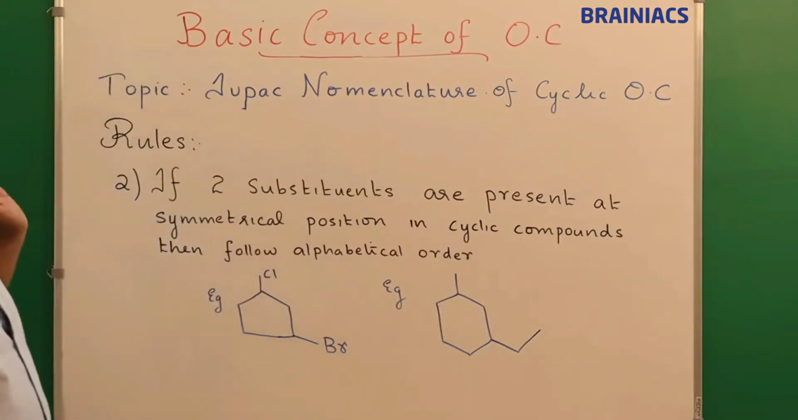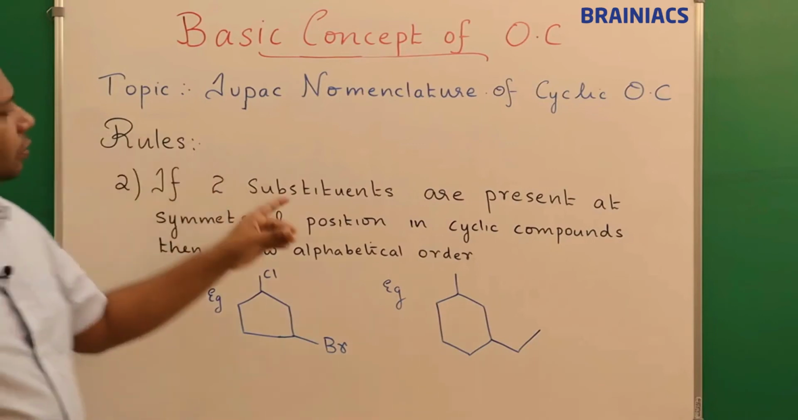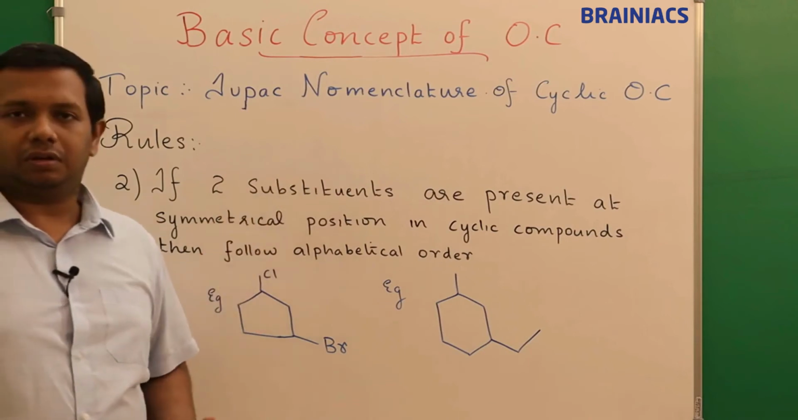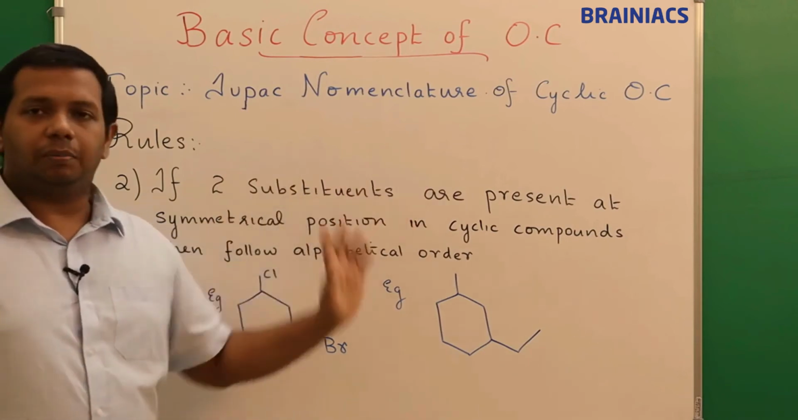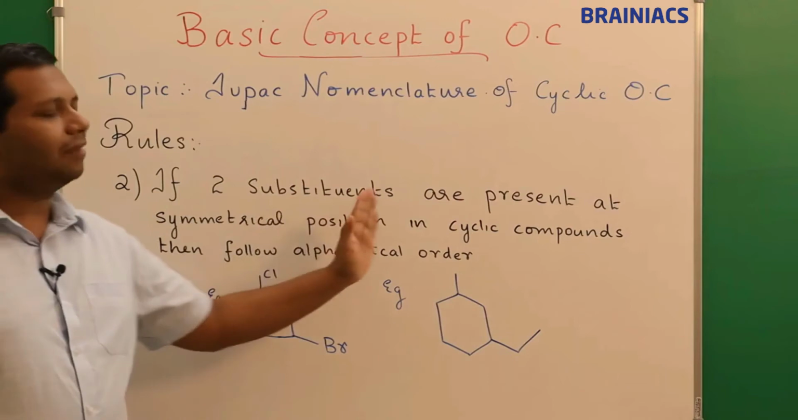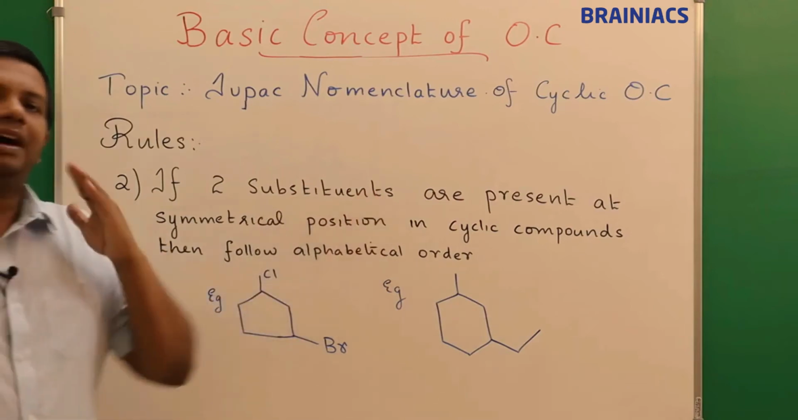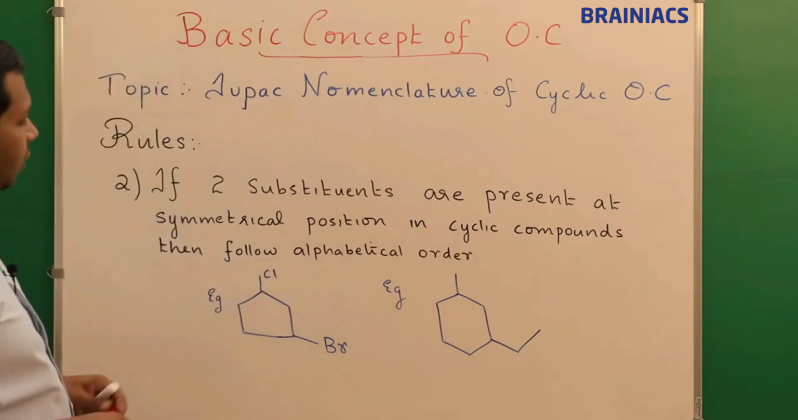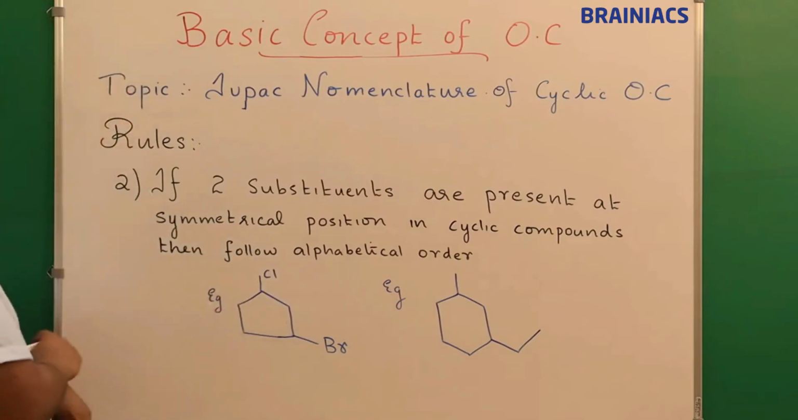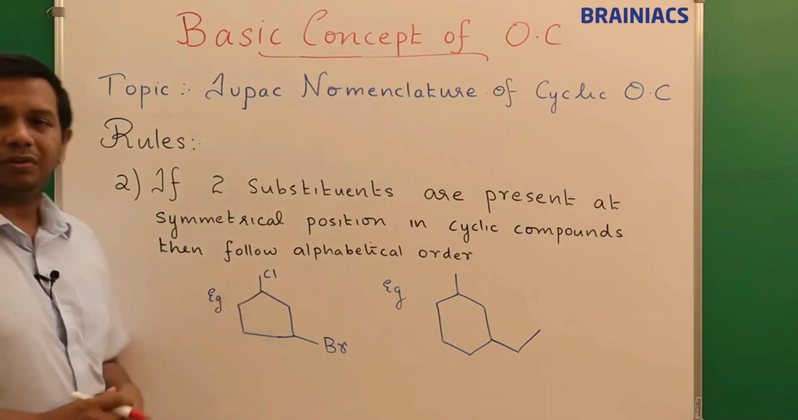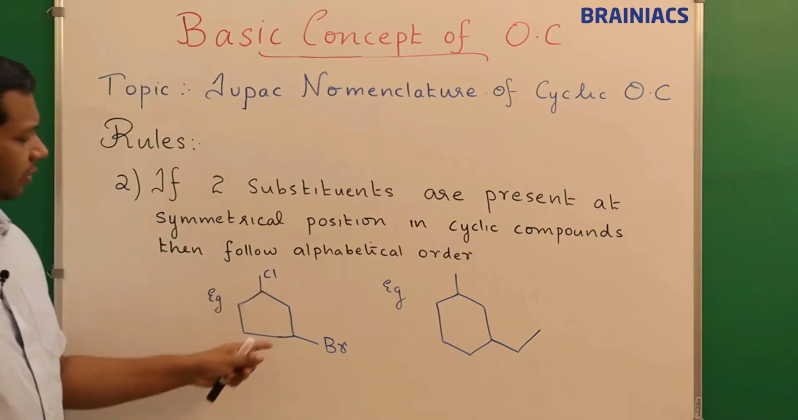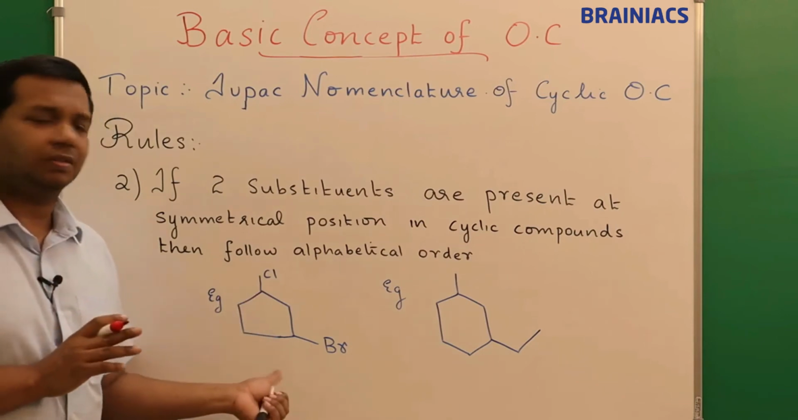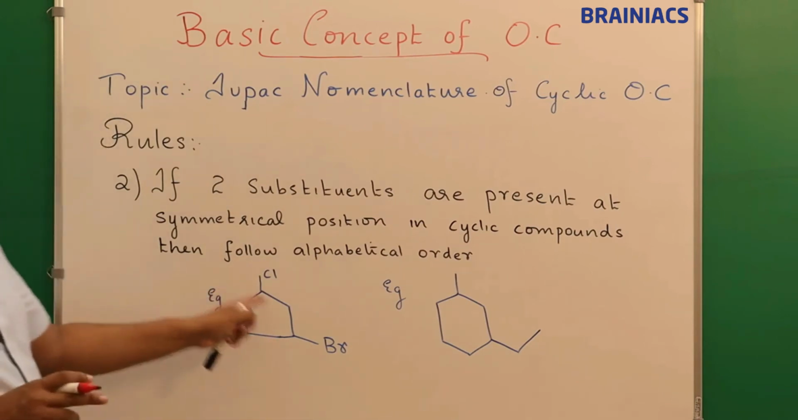Okay, so the rule says that if 2 substituents are present at symmetrical position in cyclic compounds, then follow alphabetical order. I will explain this. Please listen to it. This is very important. Now I have a compound given here. I know that there are no functional groups present in this organic compound, and no multiple bonds are present, but substituents are present.